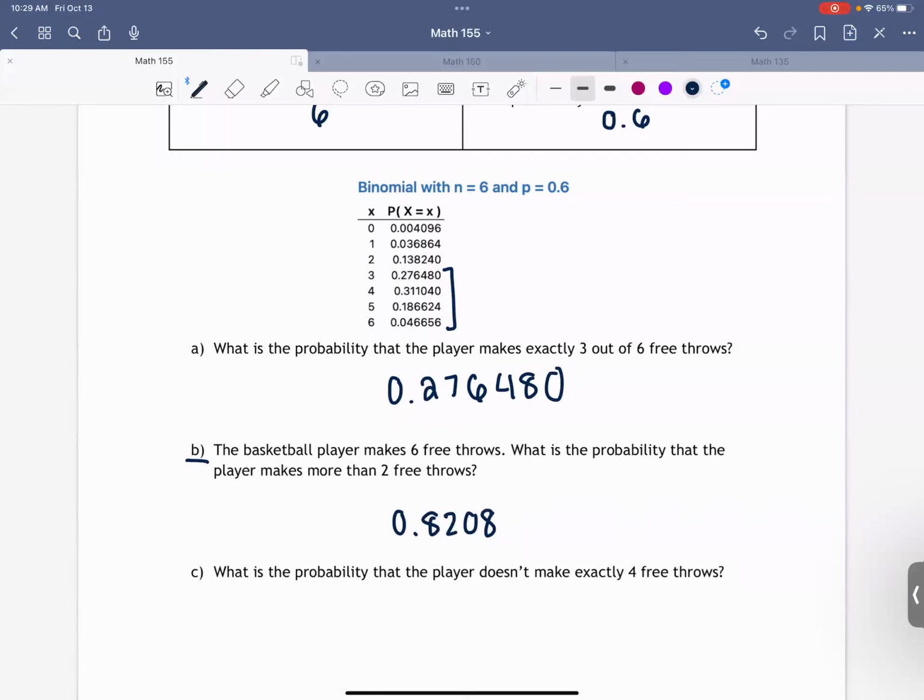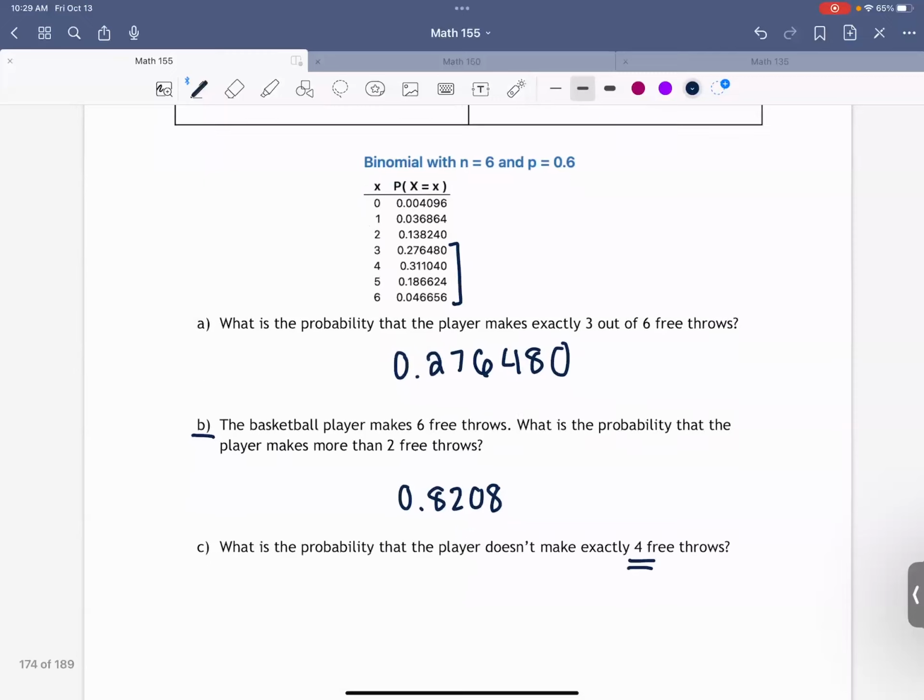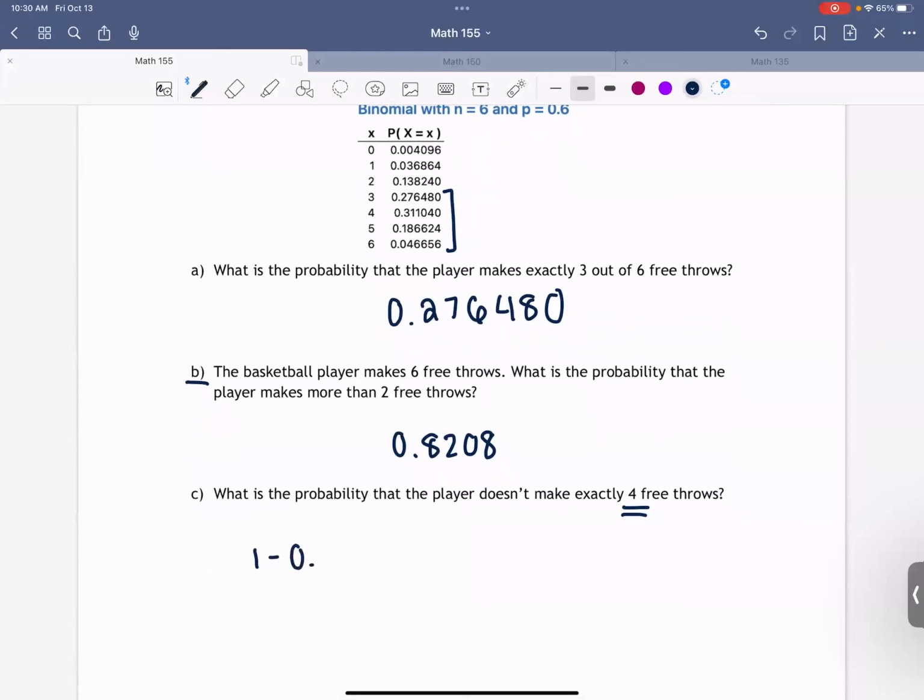And what would the strategy be for part C? 1 minus 0.311. Yep, 1 minus 0.31104, right? And we get 0.68896 as my final answer. All right. Any questions on parts A through C?